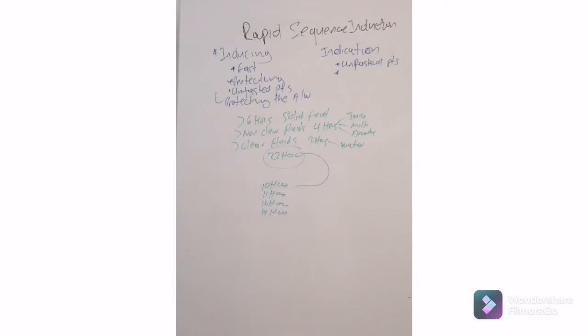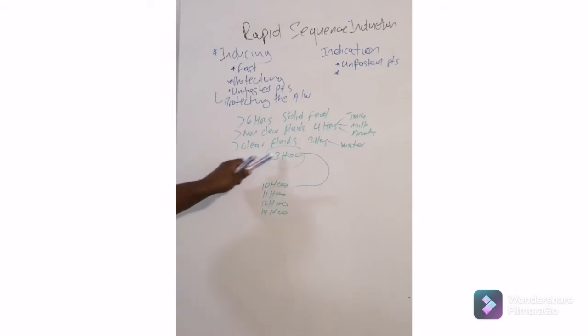But I think if we can sit down and say this patient is going to be number 1, this is going to be number 2, this is going to be number 3, then you can allow other patients to have clear fluids, to have non-clear fluids while they are waiting. The problem with this protocol is that it's not followed as it's written.